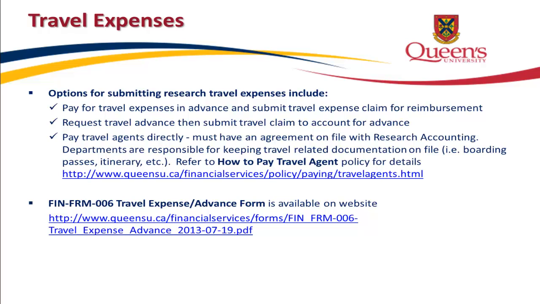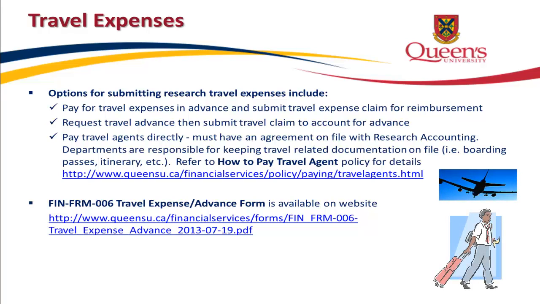There are various options available to individuals for claiming research travel expenses. One option is for the travelers to pay for their expenses and then submit a travel expense claim for reimbursement. A second option is for individuals to request a travel advance prior to departure. Some departments may choose to pay travel agencies directly.